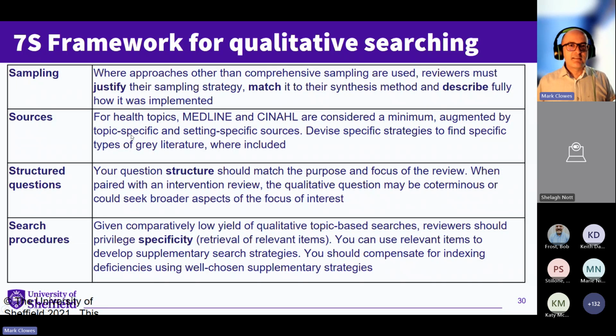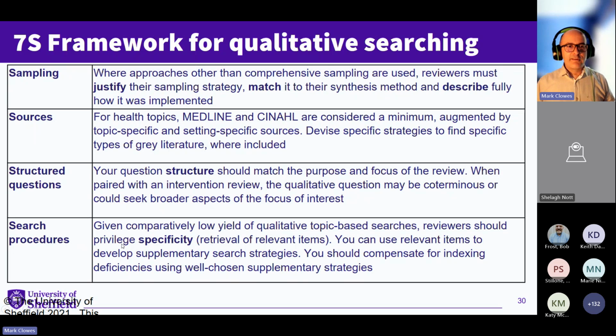For sources, I mean, we often go way beyond what are traditional health topics, but yes, at the very least, Medline and CINAHL. I have to say, I work on so many things now in public health where I spend a lot of time in the social science literature. You've got to have a structured question. It doesn't need to be SPICE, but whatever question framework you're using, you need to be clear on what the facets of that question are and where the boundaries around it are.